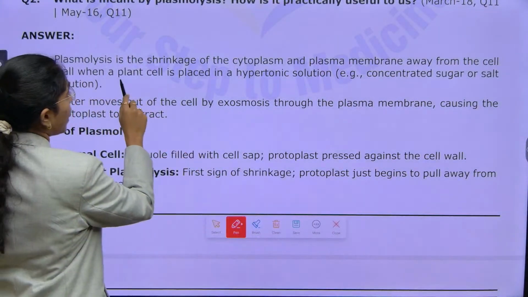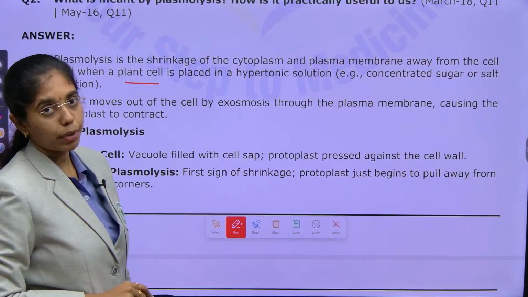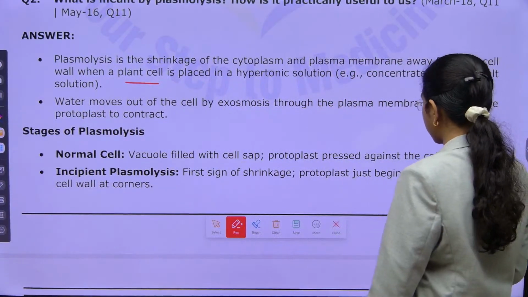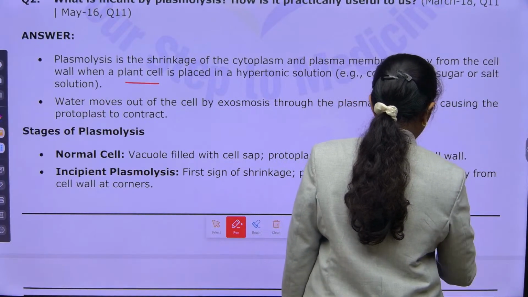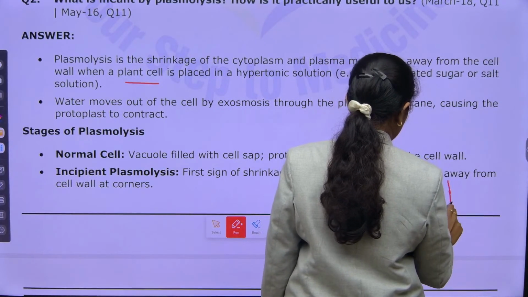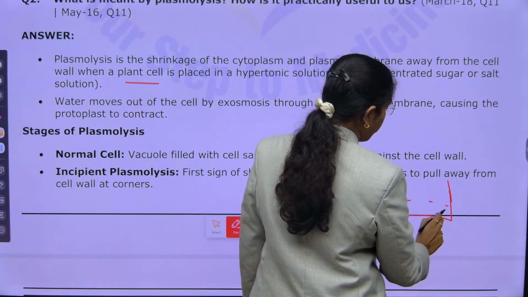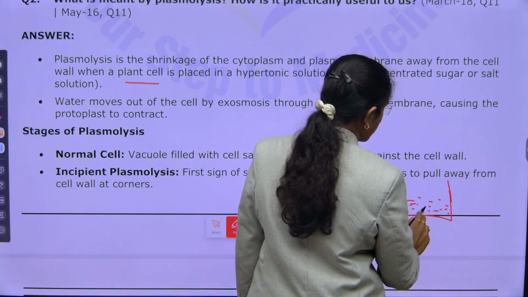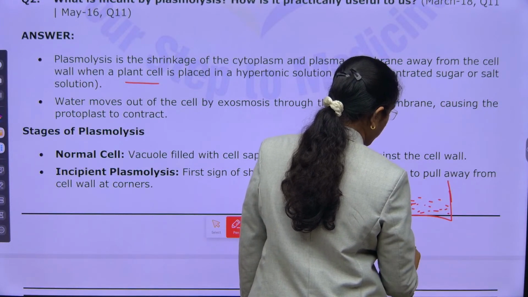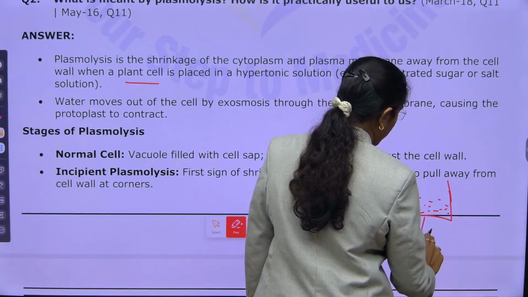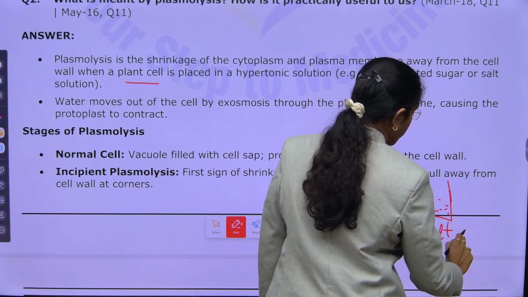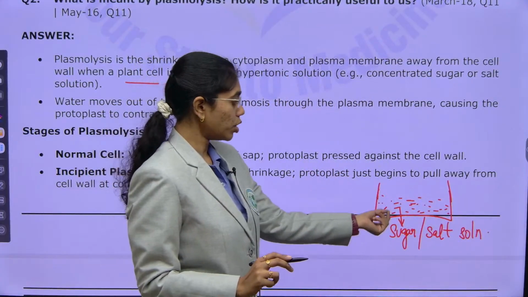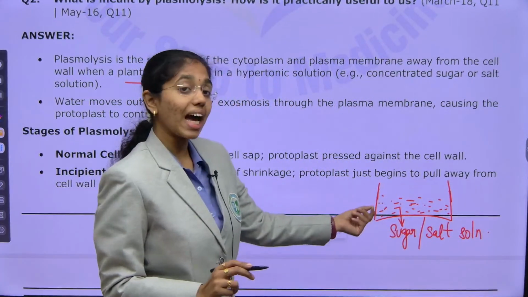wall, when a plant cell is placed in hypertonic solution. What is hypertonic solution? For example, if I have to take a raisin, okay, this is a beaker, let us suppose this is a beaker wherein water is present. This water is with sugar solution or salt solution, fine, right. This complete water is having what? Sugar or salt solution, which is highly concentrated.